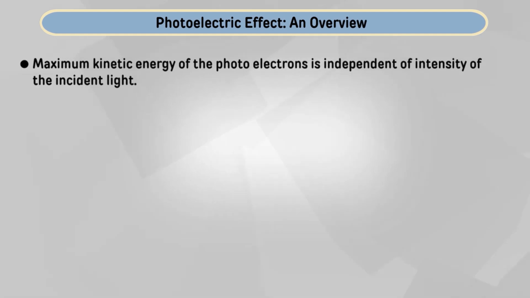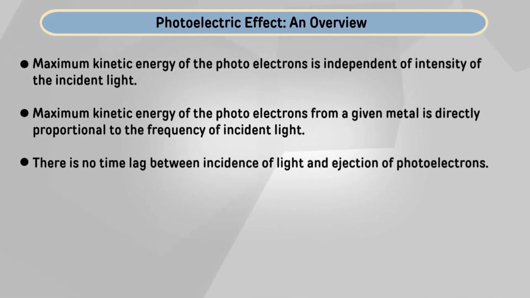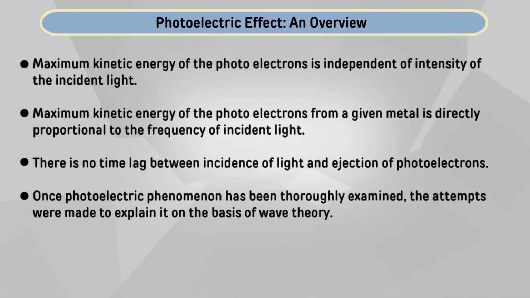The maximum kinetic energy of the photoelectrons is independent of the intensity of light, it does not depend on it, but it is actually a function of the potential difference between the electrodes, and the maximum kinetic energy of the photoelectrons from a given metal is directly proportional to the frequency of incident light. And one more thing, there is no time lag between the incidence of light and the ejection of photoelectrons.